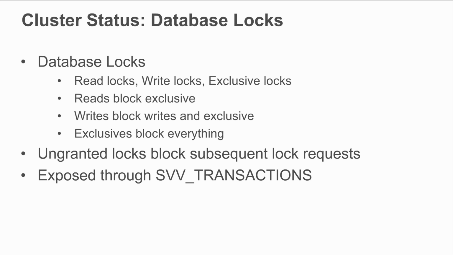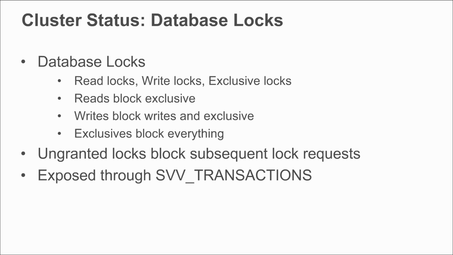The final topic, which can sometimes be involved in performance-related issues, is database locks. In Redshift, there are 3 primary types of locks which should be understood. There's a read lock, which would be created by a select; a write lock, which is created by a copy, update, or delete; or an exclusive lock, which is typically created by DDL, like drop table, truncate table, alter table. Each of these locks is granted on a table, and we don't do any row-level locking.